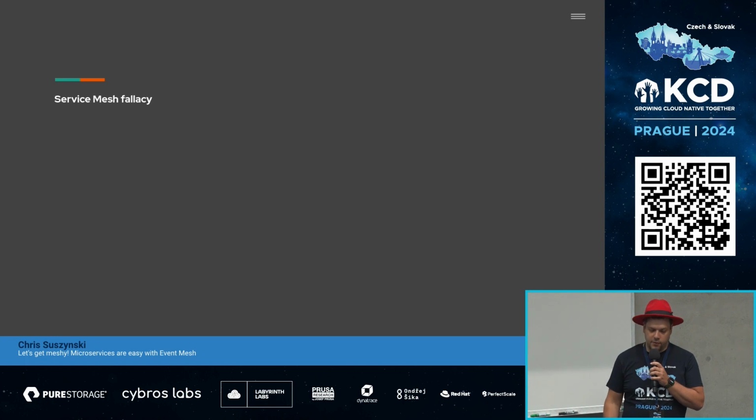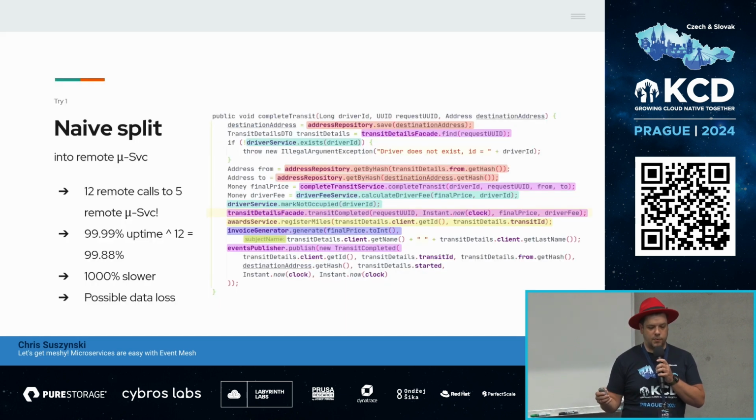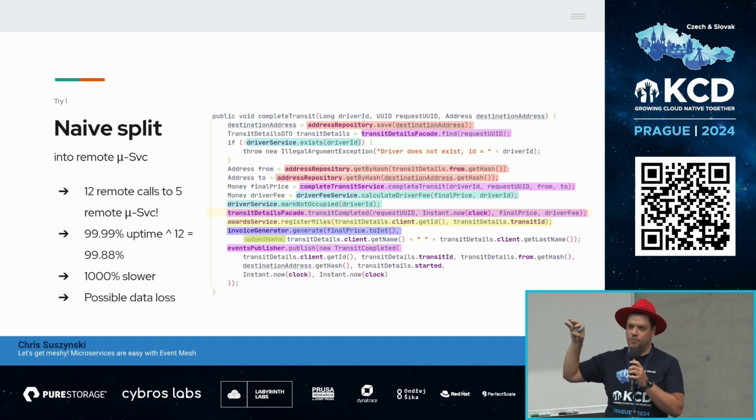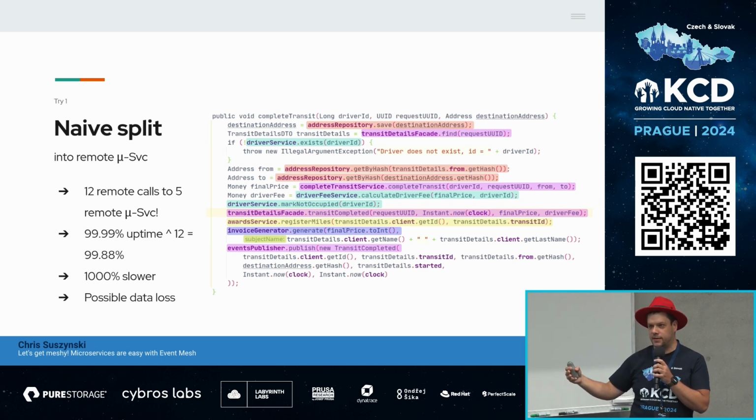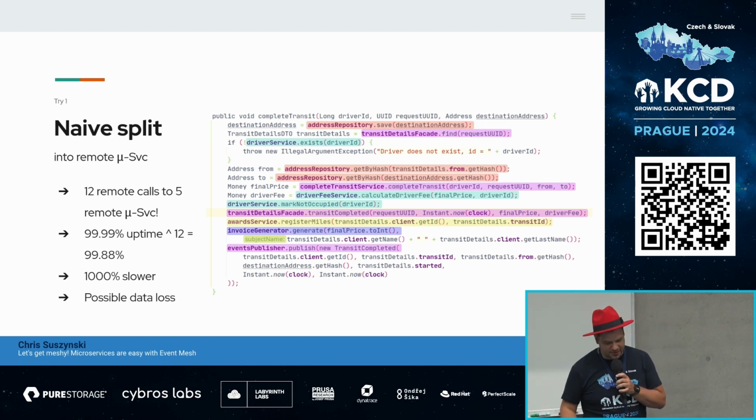And, of course, service mesh could help, right? Well, not really. Service mesh could only raise this uptime value up to 99.99. You cannot raise that value to 100%. It will eventually fail, of course. So you cannot do that.